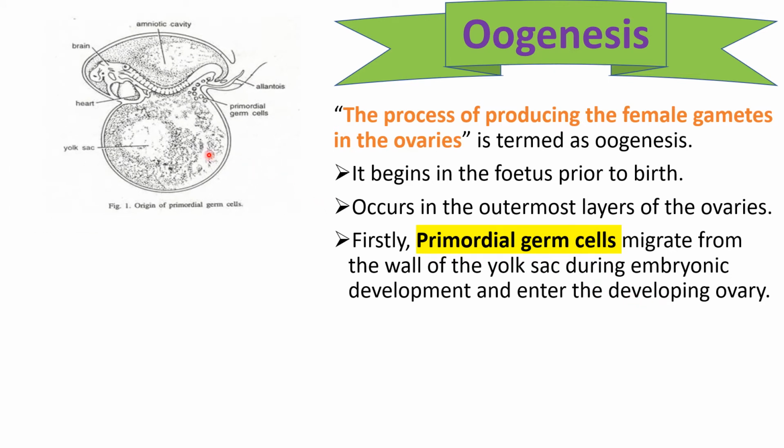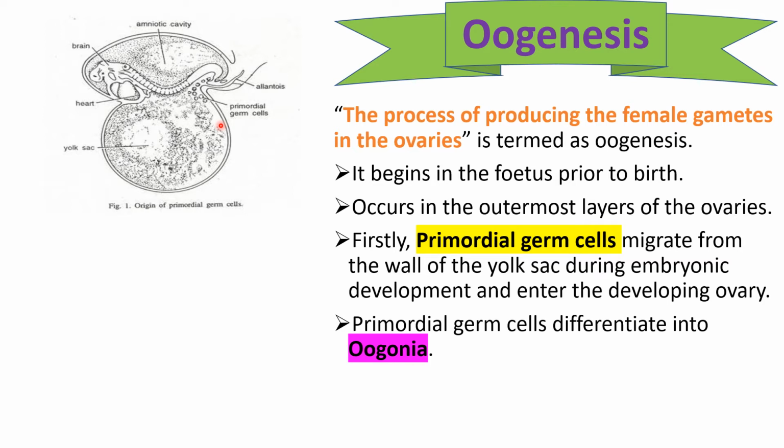This is the picture which shows us the primordial germ cells. This is the origin of primordial germ cells. This is the yolk sac. These small circular structures are called primordial germ cells.